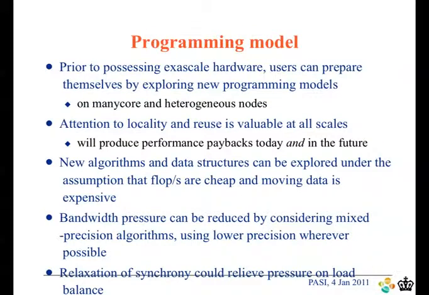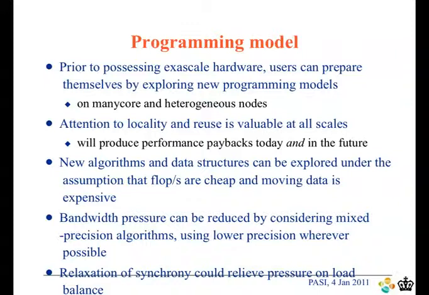The programming model is perhaps the most interesting and gripping thing. It cuts across the whole community. And prior to possessing exascale hardware, you are at the vanguard of the programming model issue right here in this room, on many-core and heterogeneous nodes. Attention to locality and reuse is valuable at all scales, valuable on your MacBook Air, as well as at the Tianhe-1A in Tianjin, the world's number one machine right now.